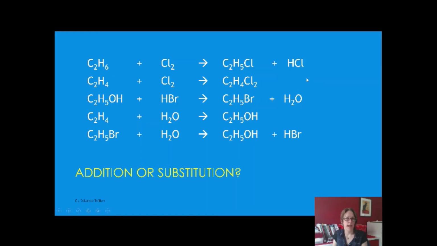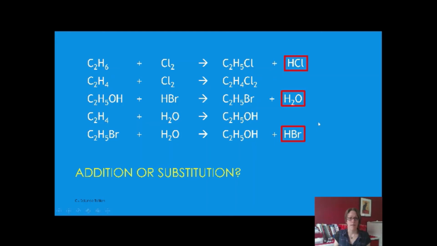This is the bit that people get a lot easier just by looking at the balanced equation. It's as simple as, if there is a second product, then we must be talking substitution. Addition means two molecules coming together to make one, and therefore there's only going to be one product for an addition. The other way I know is that addition happens in the presence of double bonds. If we look at the two things that are addition reactions, they are C2H4, so they are alkenes. So that's how I find addition or substitution.